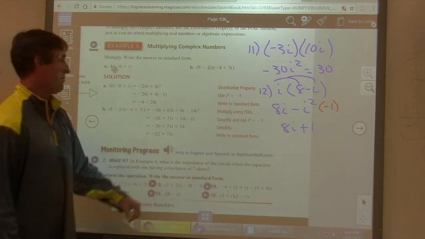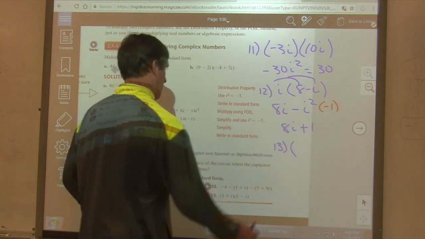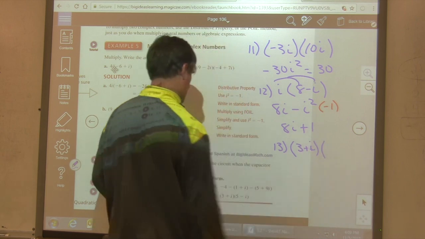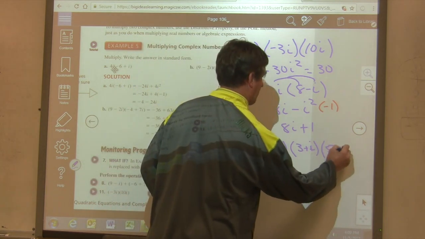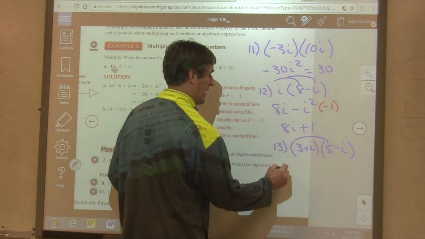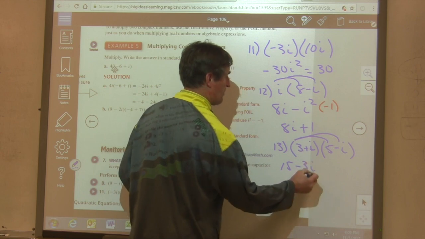And then the last one, 13, 3 plus i, and then 5 minus i. So we're going to distribute this. 3 times 5 is 15. 3 times negative i is a negative 3i.